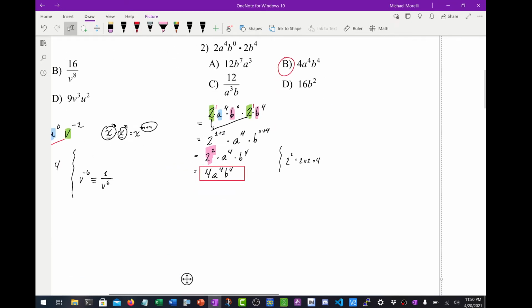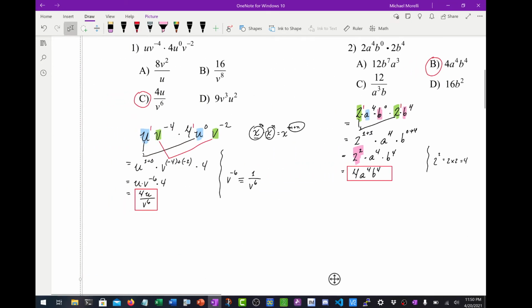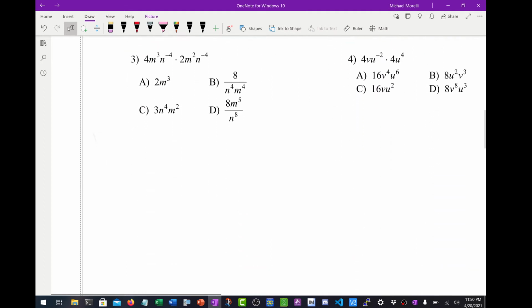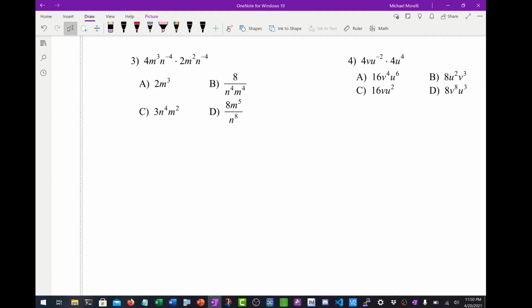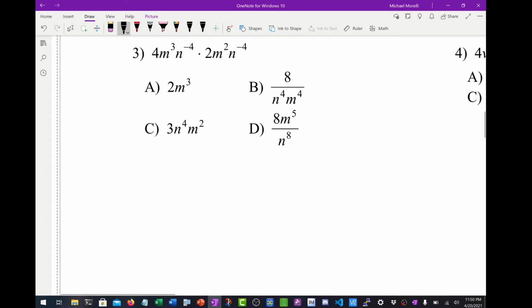All right, so we've got 2 problems done. I hope you're finding that this is more manageable than you at first thought. Okay, so let's move on to number 3. And again, of course, we're going to start by just rewriting it. 4m to the 3rd power, n to the negative 4th power, times 2m to the 2nd power, times n to the negative 4th power.